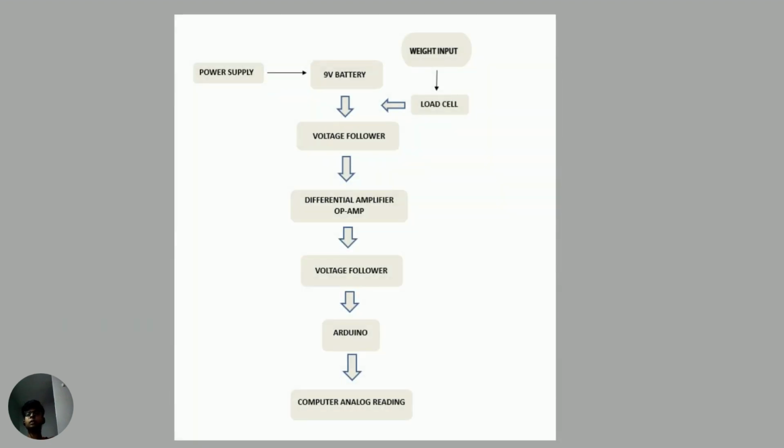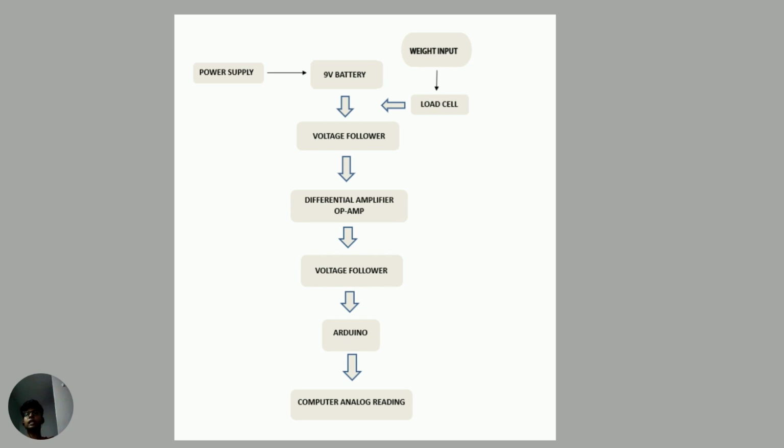So here you see above, this is a block diagram, or more or less like an algorithm. First, the power supply. Our power supply is a 9-volt battery. As we connect the 9-volt battery, it will be connected to the load cell as well, because the load cell has a few wirings which I'll explain later. Now let's see the block diagram.